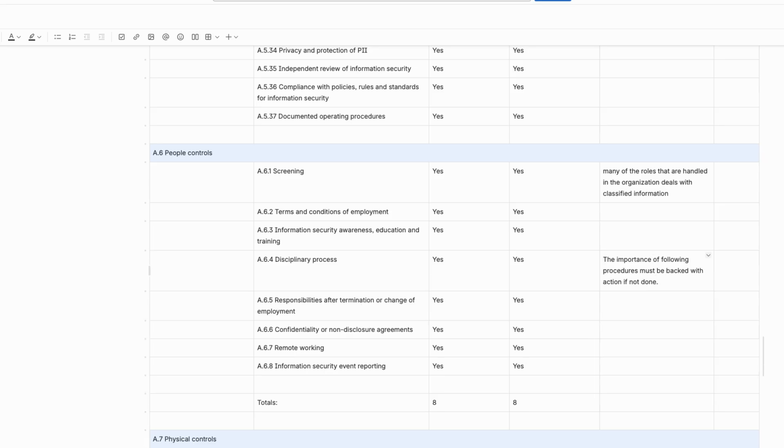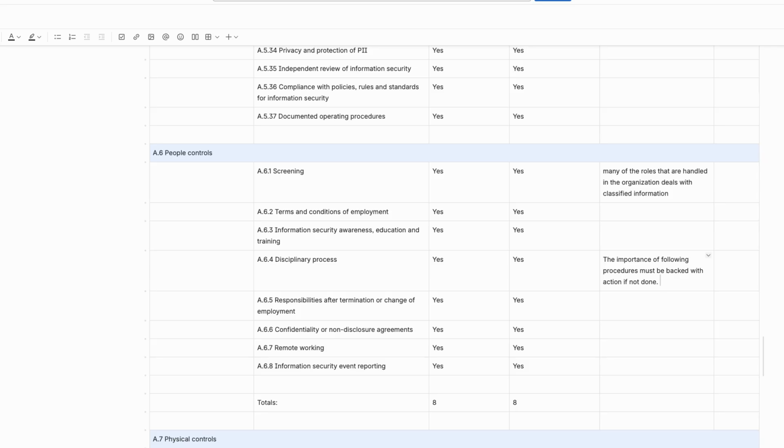So, like I said, disciplinary process is very necessary, and the reason why it is applicable in our environment is that the importance of following procedures must be backed with action if not done. And here we are also talking about goals and roles that are being set in the organization, making sure that employees are following all these goals and processes, and if they are not following them, then it means that there should be repercussions on them.